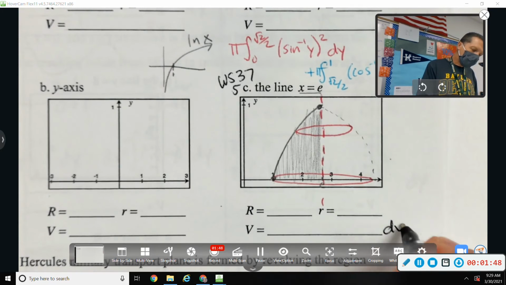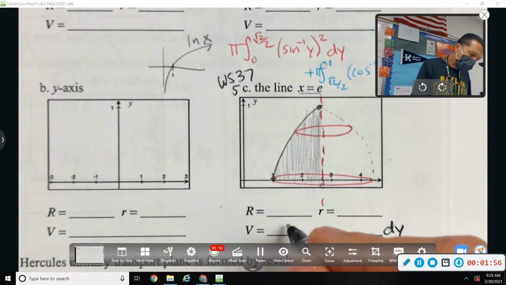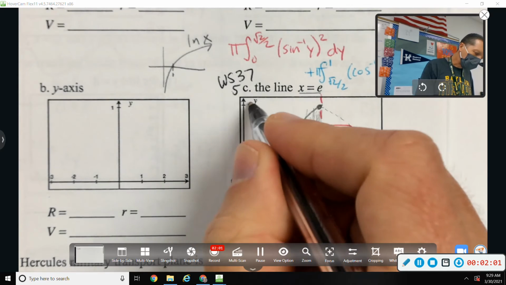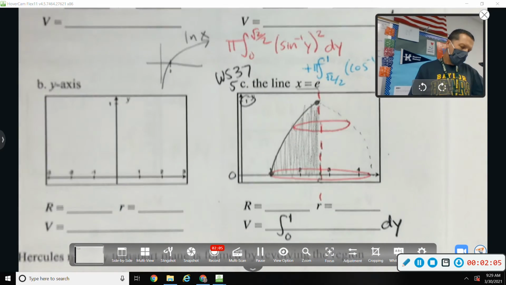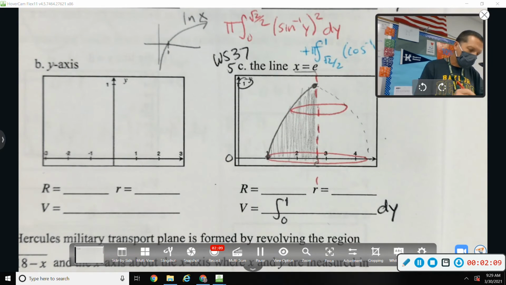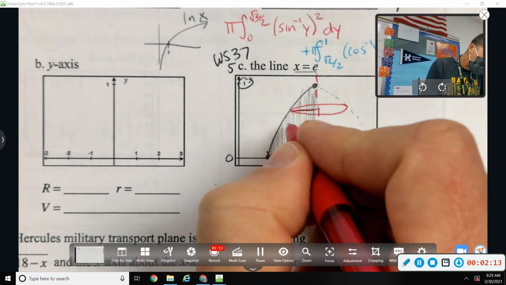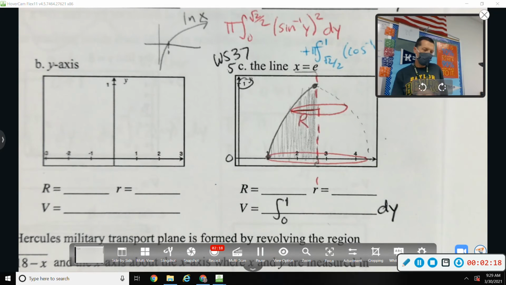So we're slicing dy. Our circles are cutting the y-axis, so we're adding up the circles in the y direction, from 0 to 1, because we've got to use our y values here. And it looks like they're all discs. There's no washers in there. There's R. No washers.